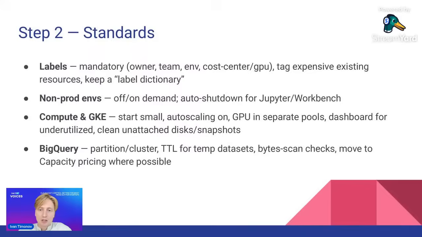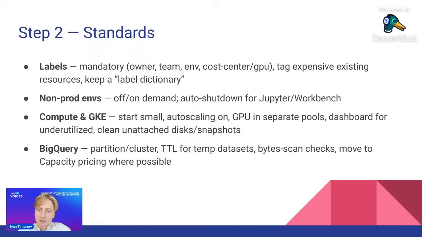Labels. Set a short schema like owner, team, environment, and make it mandatory, not optional. No new resources without these labels are created. In parallel, take the most expensive existing resources and publish a mini label dictionary to avoid variants like ML or machine learning. If you use infrastructure as code approach, bake labels into modules and locals sections. If not, add them to code review checklists. The effect is simple: cost reports clearly show who owns each spend.